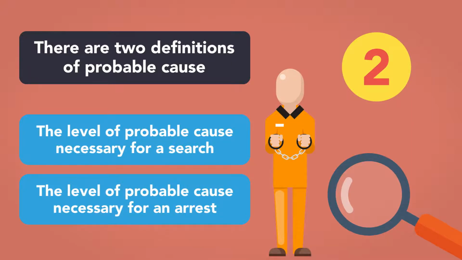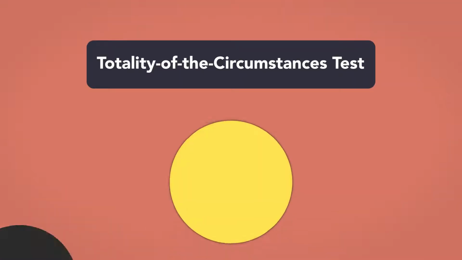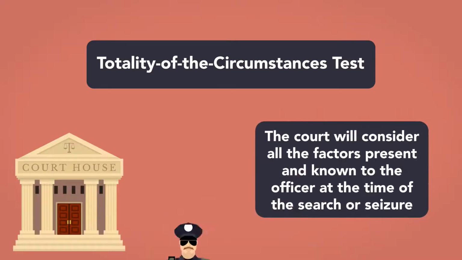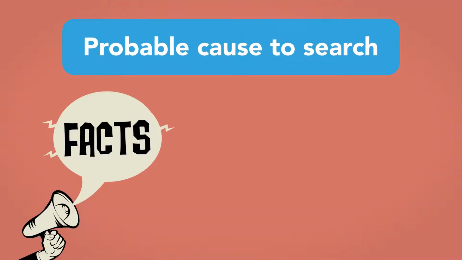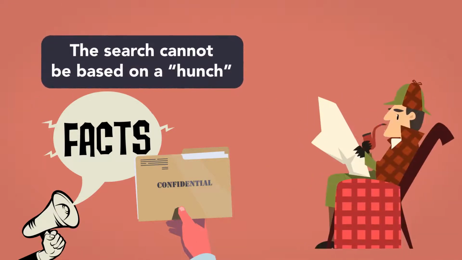Let's start with probable cause necessary to justify a search. Probable cause is determined based on the totality of the circumstances test, which means that the court will consider all the factors present and known to the officer at the time of the search or seizure. Probable cause to search exists when the facts and circumstances within the officer's knowledge, and of which they have reasonably trustworthy information, are sufficient in themselves to warrant a man of reasonable caution in the belief that an item subject to seizure will be found in the place to be searched. The search cannot be based on just a hunch.